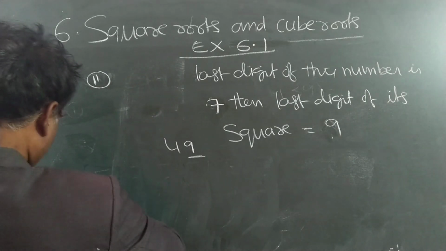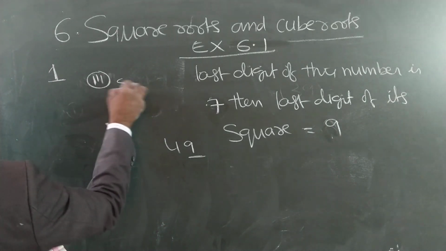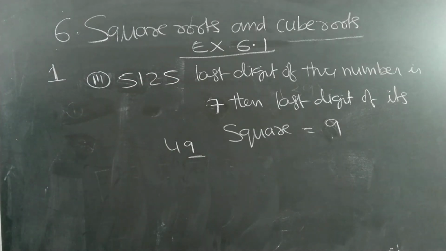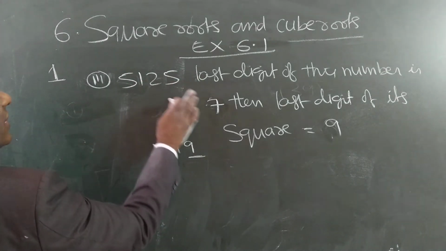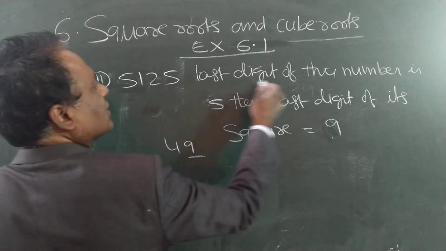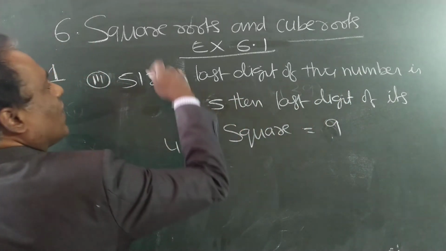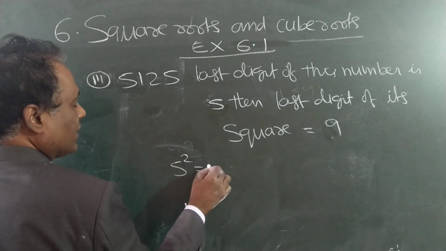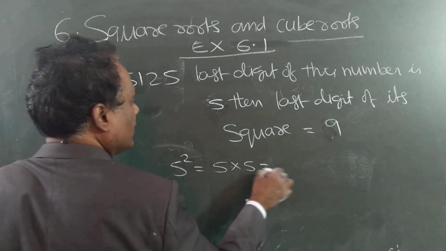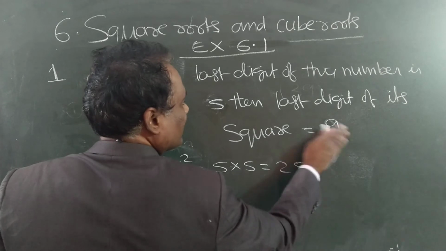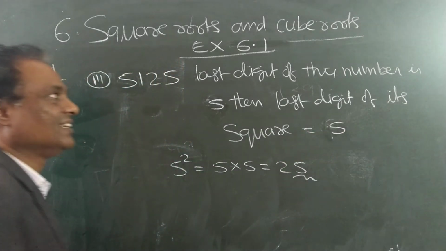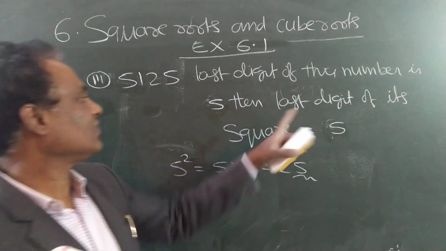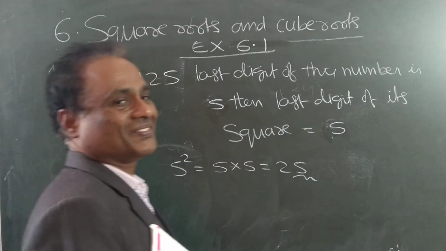Third bit, do it. We don't look at the total number. The last digit of this number is 5. 5 squared is 5 into 5, which is 25. The last number of 25 is 5. That's all. If the last digit of a number is 5, then the last digit of its square is also 5.